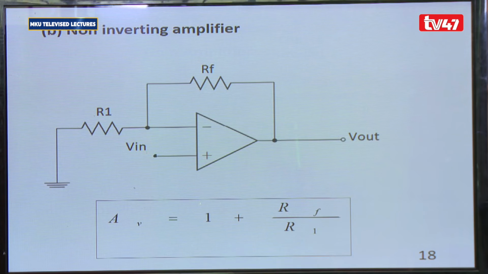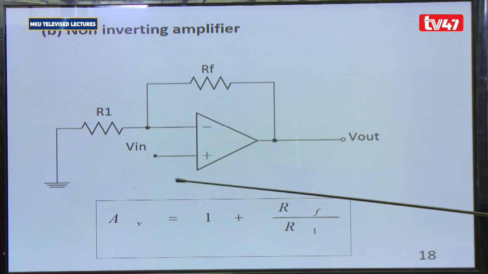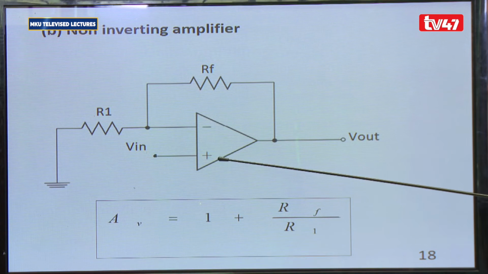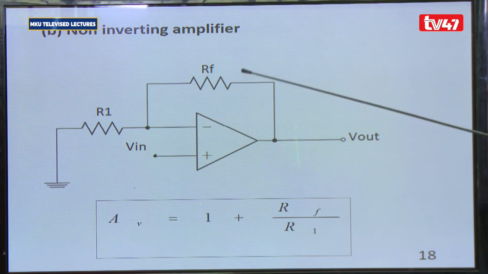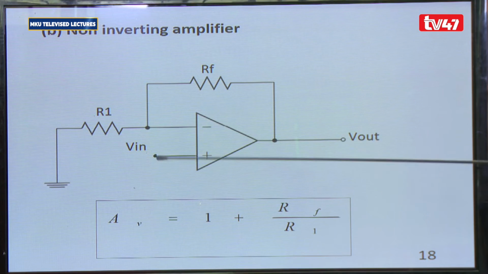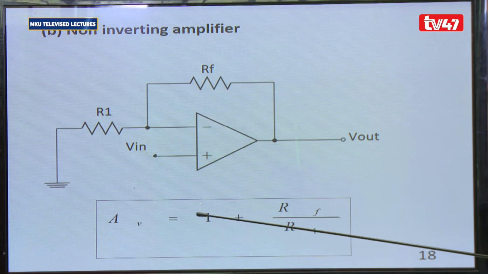With the non-inverting amplifier, you can see here we have applied our voltage to the non-inverting terminal. So it means that at the output, the signal will not be inverted. It will be a replica of the input, in phase with the input signal. We have our feedback resistor to provide our feedback voltage, then our input resistor here. Again, the voltage gain is usually given by 1 plus RF over R1.